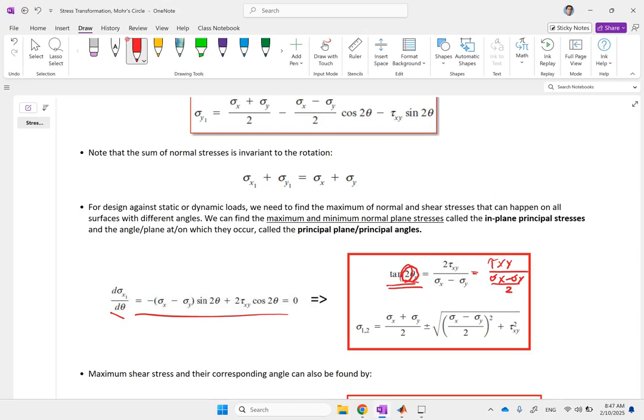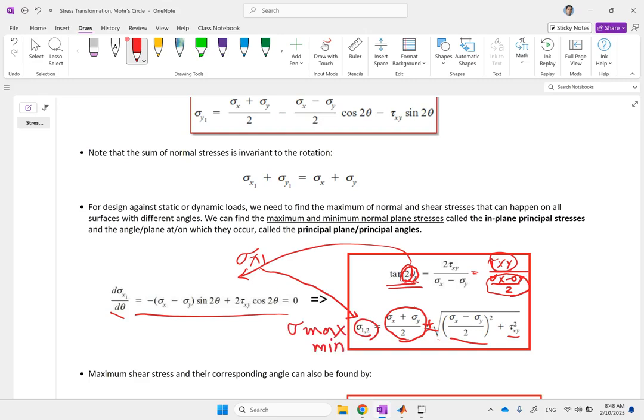and divide it by 2 to get theta p. And if you plug that theta p back into the formula for sigma x1, it is going to give you basically 2 answers. So it is going to be sigma average plus and minus a square root of these two components squared, if you look at them. Depending on whether sigma x plus y is positive or negative, one of them will be the max, one of them will be the min. So sigma 1 and 2 are sigma max and sigma min, basically. These are the maximum and the minimum.